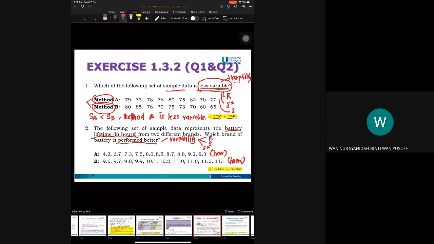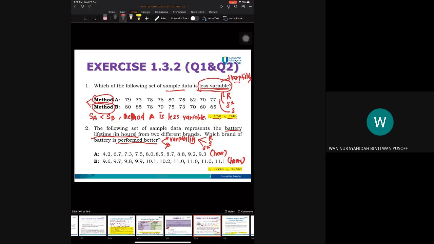Okay. So other than variability, this question is a general question, because it just asks which one performed better. It is not like the first question, less variable, more consistent, and so on. The first measure that we can calculate is variability. What is another measure that we can calculate here to know which one performs better?